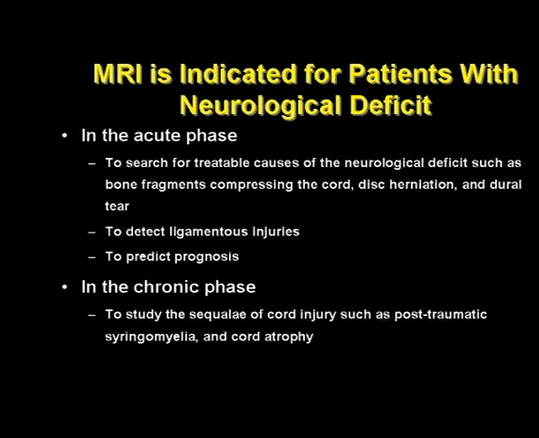So you will find that we do a lot of MRI in these patients because of the neurological symptoms. In the acute phase, we're looking for reversible causes like a herniated disc or a spike of bone compressing on the cord. Sometimes we look at the ligaments and also predict prognosis. Look at the cord and see whether there is bleeding in the cord, where the prognosis is poor, or just a little edema, where the prognosis is better. In the chronic phase, we do it to look for things like you heard yesterday, post-traumatic syringomyelia and cord atrophy.